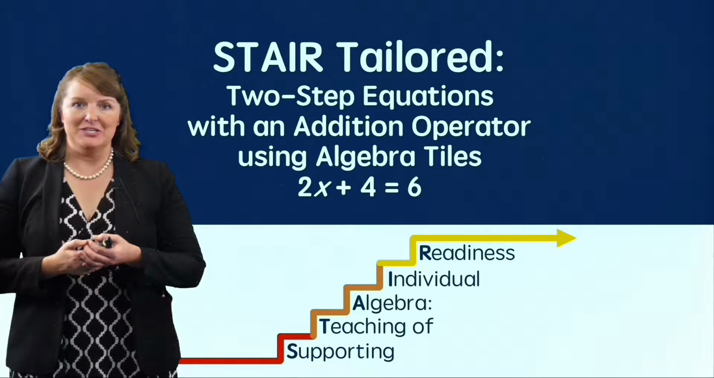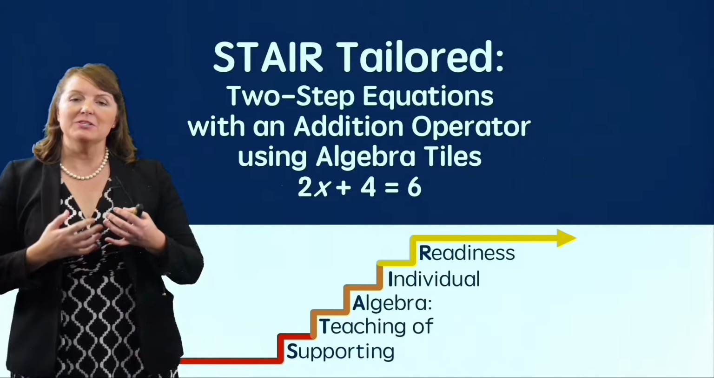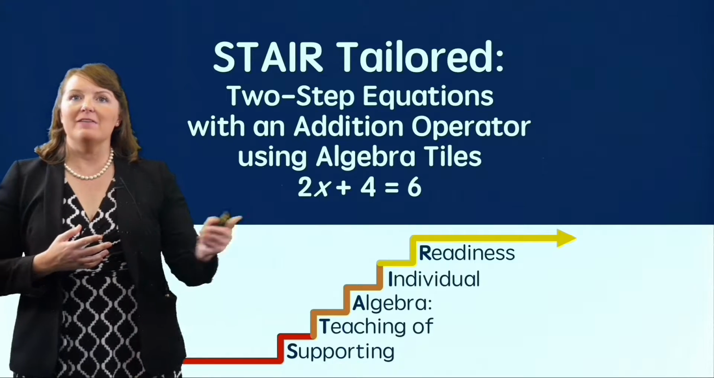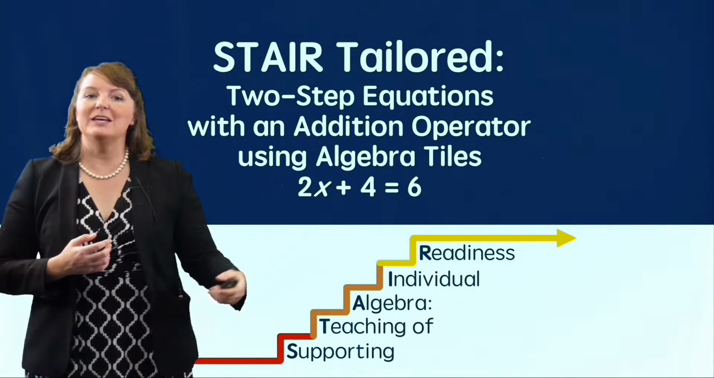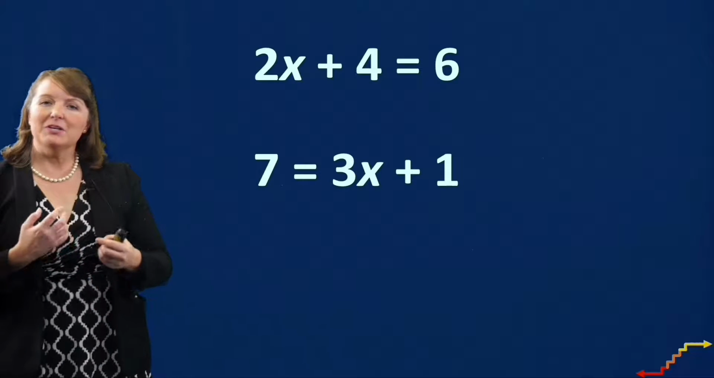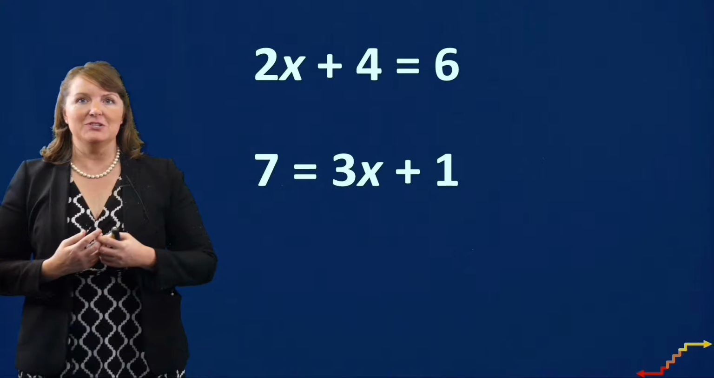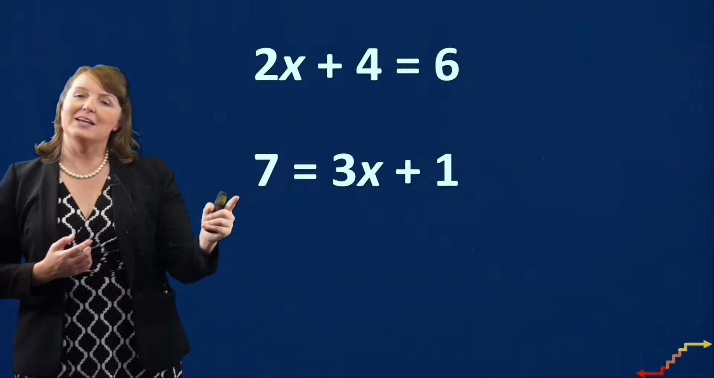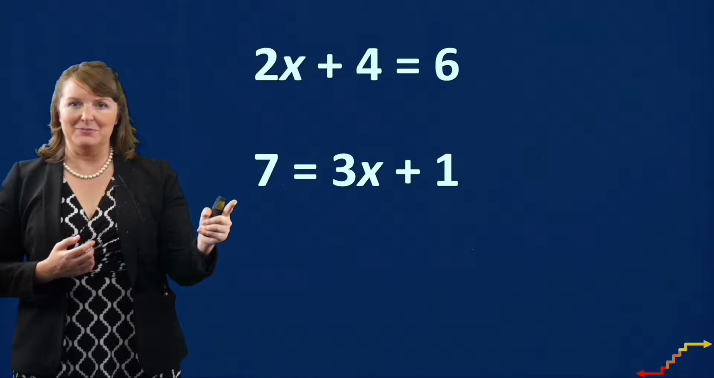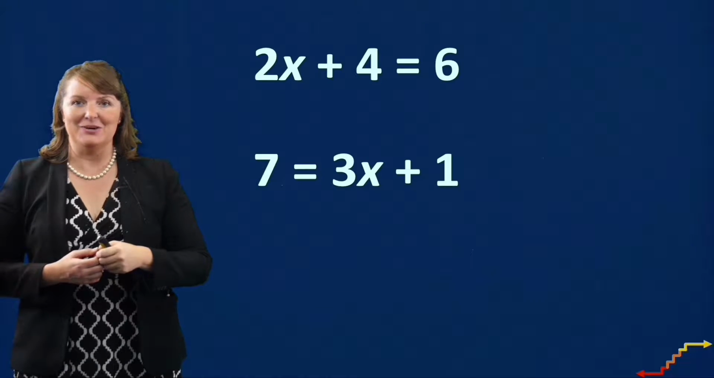And today in this STAIR Tailored, we are going to focus on how we solve two-step equations that have an addition operator symbol in them, and we're going to use a tool called the Algebra Tiles. Now we're going to use these Algebra Tiles to solve these two problems. First we'll look at solving 2x plus 4 equals 6, and then we'll do 7 equals 3x plus 1. Let's go ahead and get started.